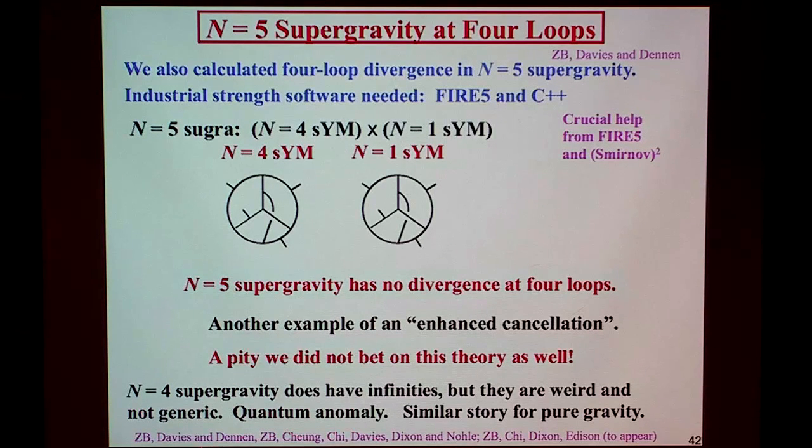Now, there are some examples of theories. N=4 supergravity does actually have a divergence at 4 loops, but it turns out it's a weird infinity. It has something to do with what's called a quantum anomaly. It's certainly not generic. Even pure gravity, something that people thought they understood very well, it's pretty strange how it works. It's a curious story that where you think there's infinities, you don't find them. And some places you do find them, but then they're kind of weird. They're not what you expect.